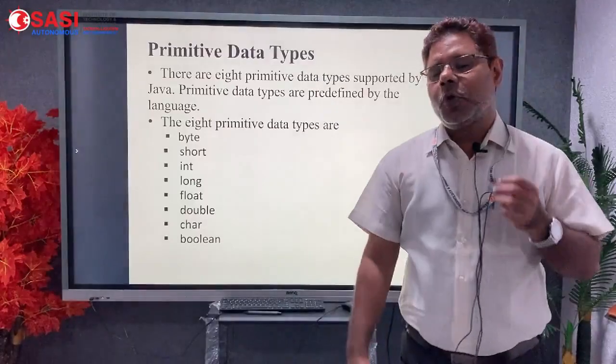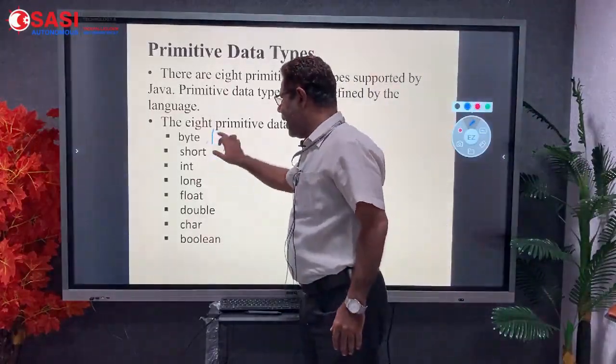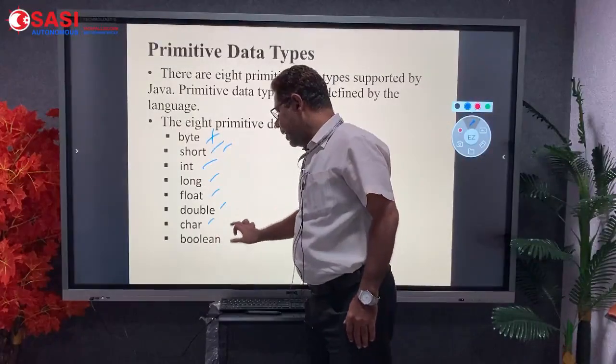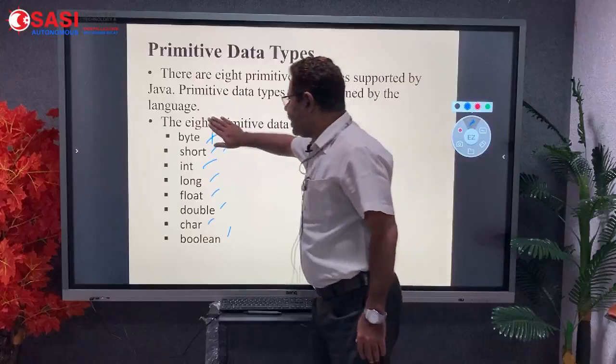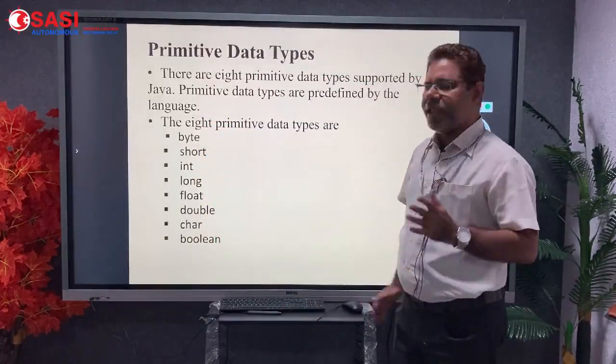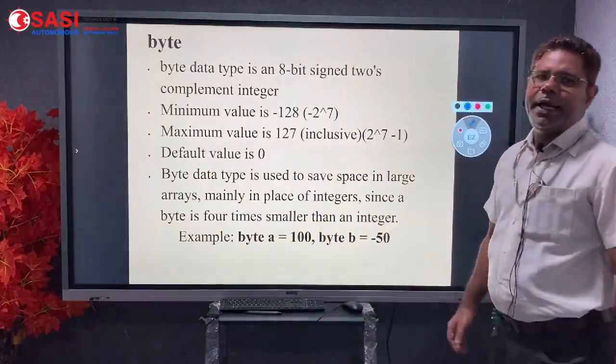So we have totally 8 primitive data types. Already we saw byte, short, int, long, float, double, char, and Boolean. So now we can see them one by one. What is byte? What is the size of byte? What is short? What is the size of short? The first one is the byte. So byte is a data type.